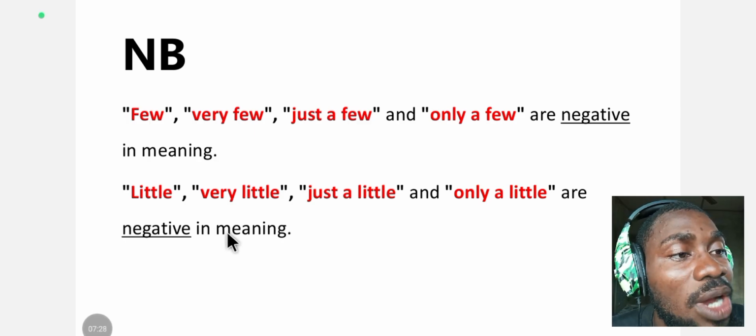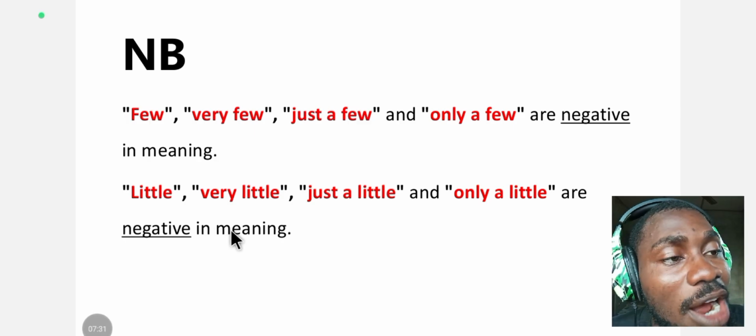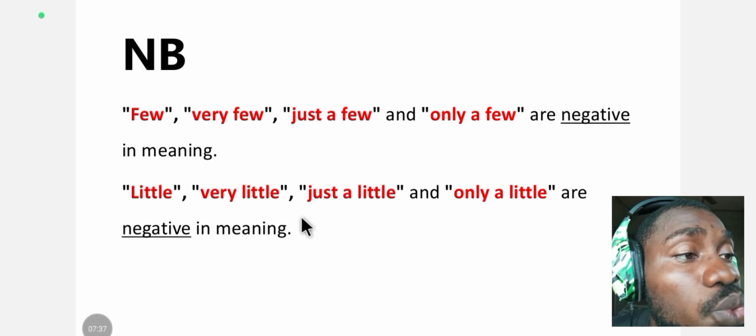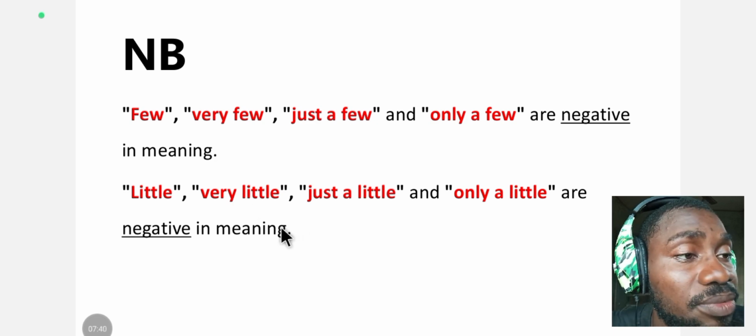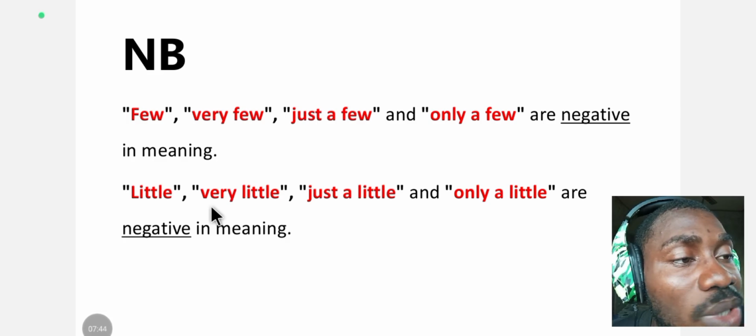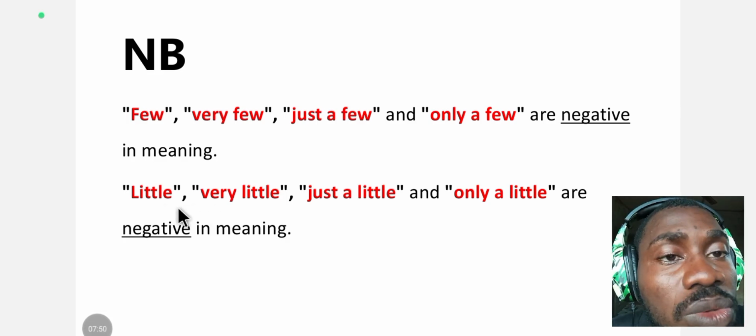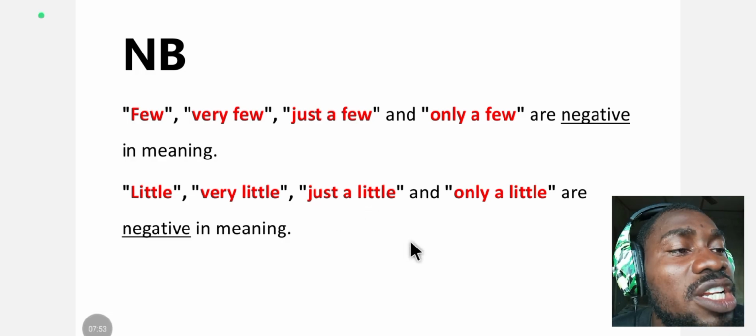And when you say they are positive in meaning, it means that when you use them, you can afford to help, you can afford to spare, you can afford to give out, the fellow can afford to do. But when you use the negative ones, it means that you can't afford to do, you can't afford to spare, you can't give, you can't help. So a little and a few are the only positive in meaning forms, while the rest, little, very little, just a little, only a little are all negative forms.